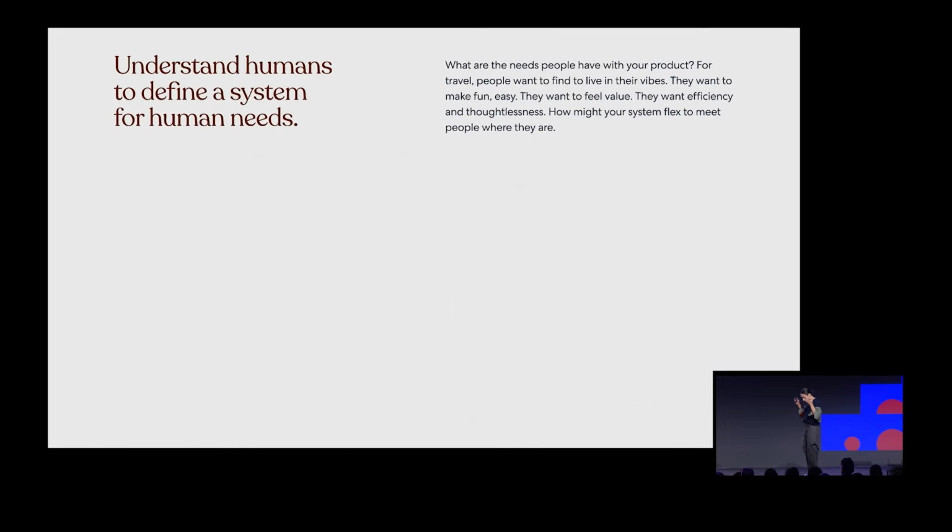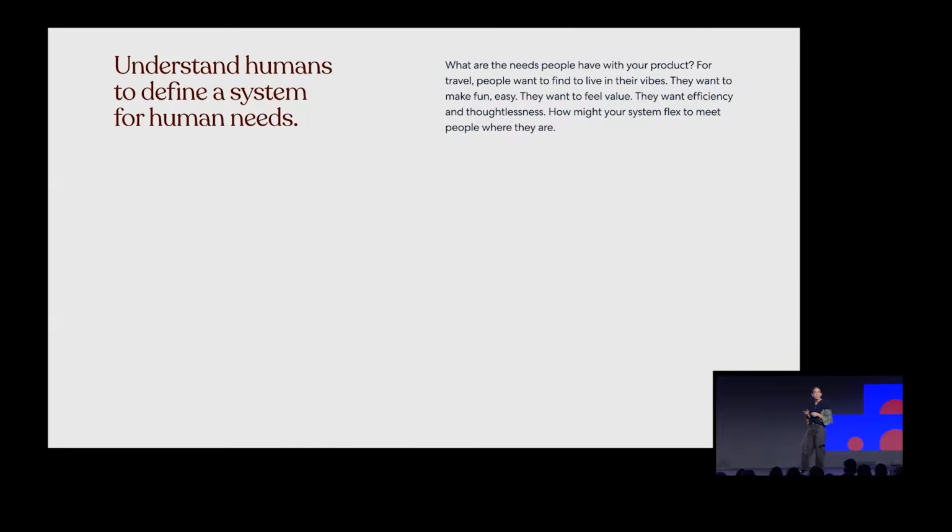Okay, so I went through a lot of different projects and moments of how a design system has always been built for infinity, infinite expressiveness with infinite containers for human needs. So if you could take away a few things from this talk, I would say always try and understand human needs to define a system for human needs. Think about the needs people have with your product, right? For travel, people want to find their vibes. They want to make finding fun really easy. They want to feel value for what they're searching for and how might they find that value.